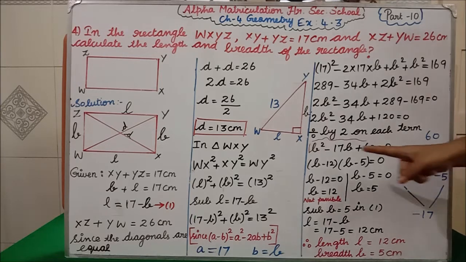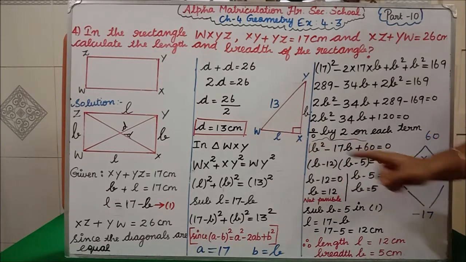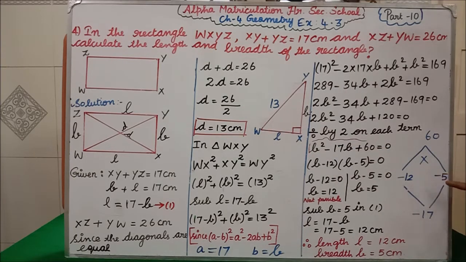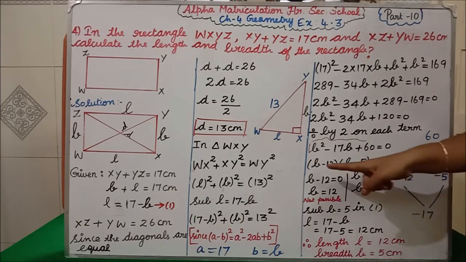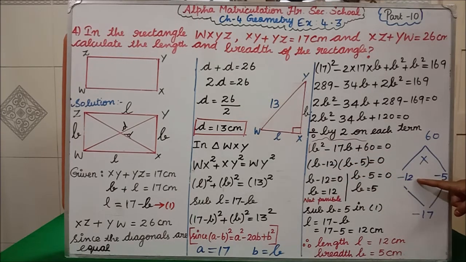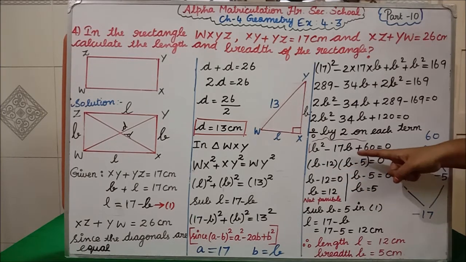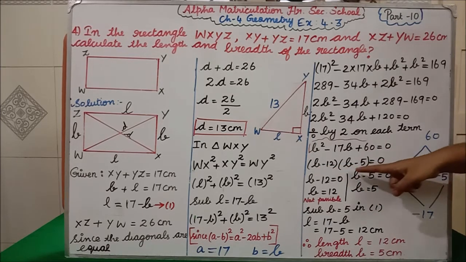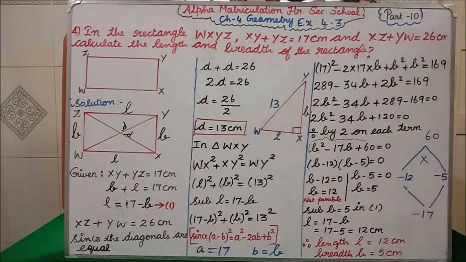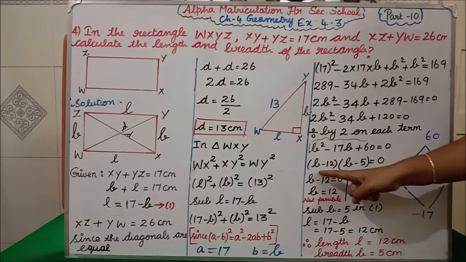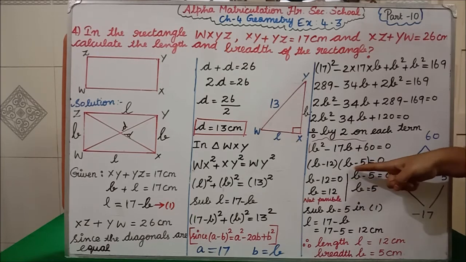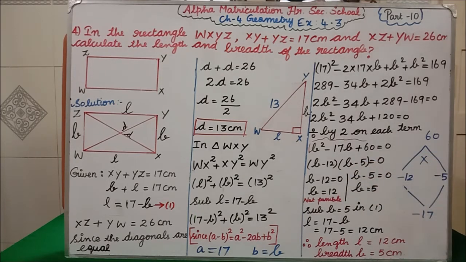If before the square term we are having 1, we can directly write this answer. So I am writing, what alphabet are we using? B. So I am writing B. What is the first answer? Minus 12. So B minus 12. Then what is the second answer? B minus 5 equal to 0. Then I am equating B minus 12 equal to 0 and B minus 5 equal to 0.